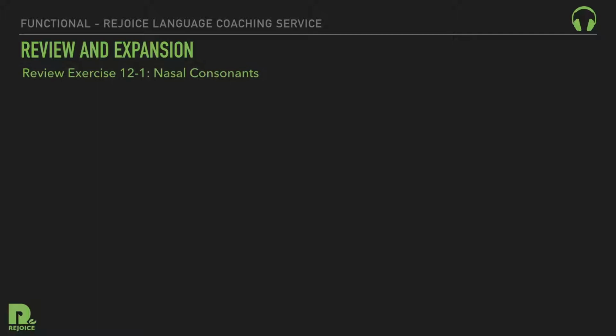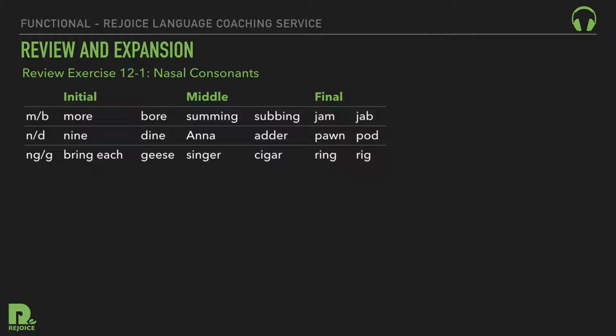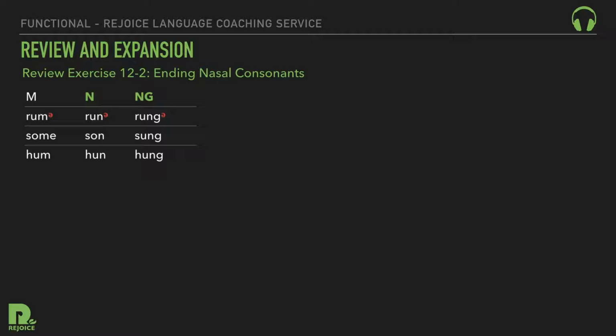Review exercise 12-1, nasal consonants. More, bore. Summing, subbing. Jam, jab. Nine, dine. Anna, adder. Pawn, pod. Bring each. Geese. Singer. Cigar. Ring. Rig. Review exercise 12-2, ending nasal consonants. Rum, run, rung. Sum, sun, sung. Hum, hun, hung.